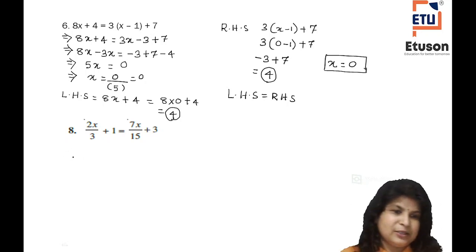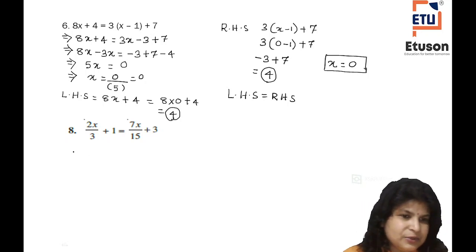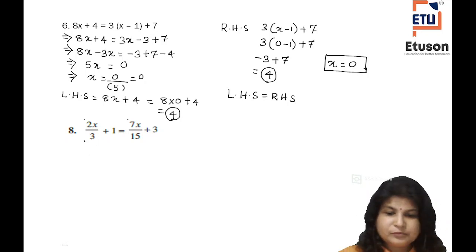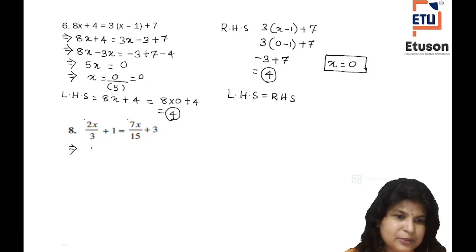Okay, so here you have a fraction. Don't worry, this is also easy. So let us try. What I am going to do is the same: we have to take all the variables to one side. So 2x by 3 minus 7x by 15 is equal to minus 1 plus 3.